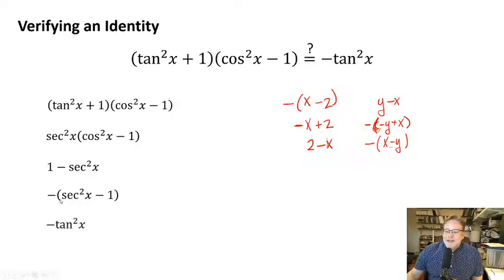That allows me to make this transition: secant squared x minus 1, from one of our Pythagorean identities, is just tangent squared x. And so we have our result here, negative tangent squared of x. I've got all my jumbled stuff in front of it here, but we have essentially just proven this identity to be true.